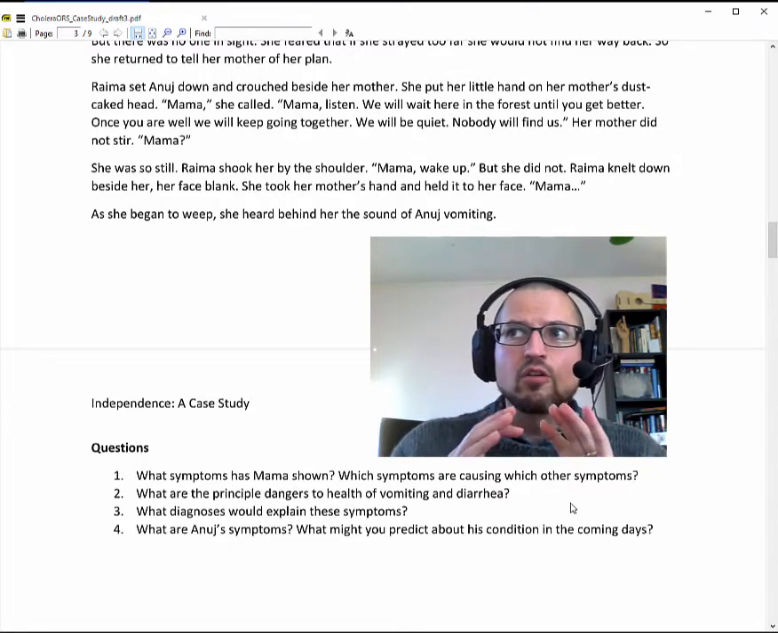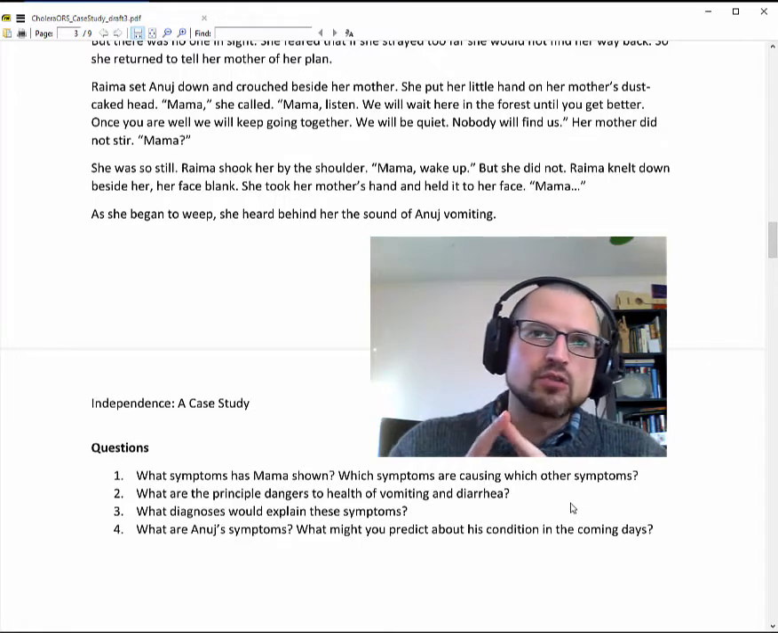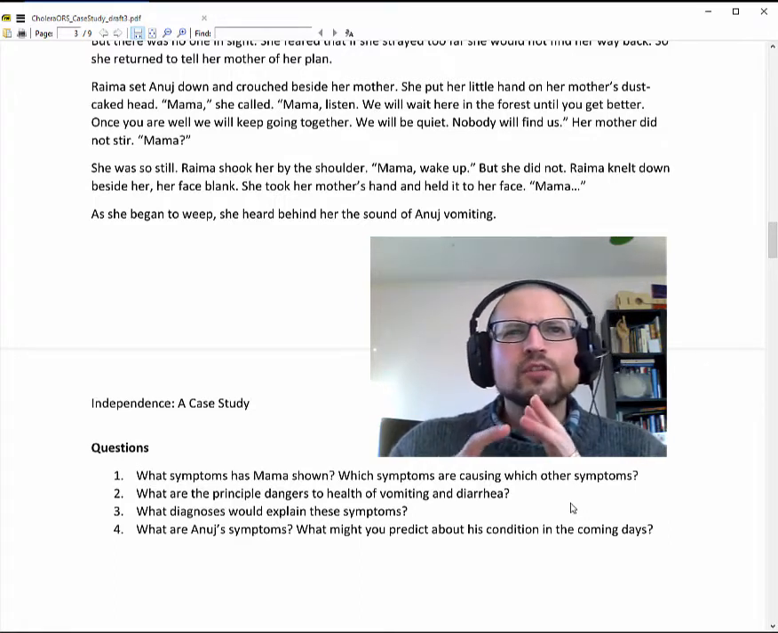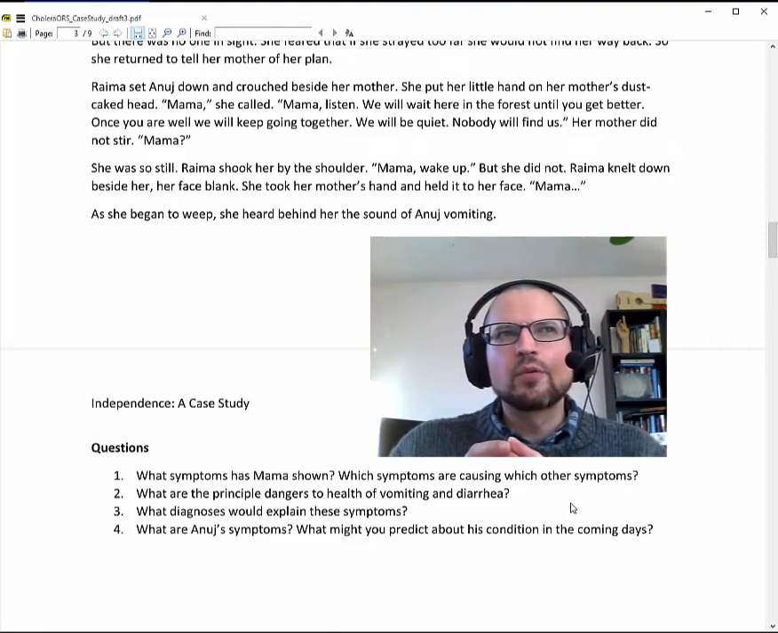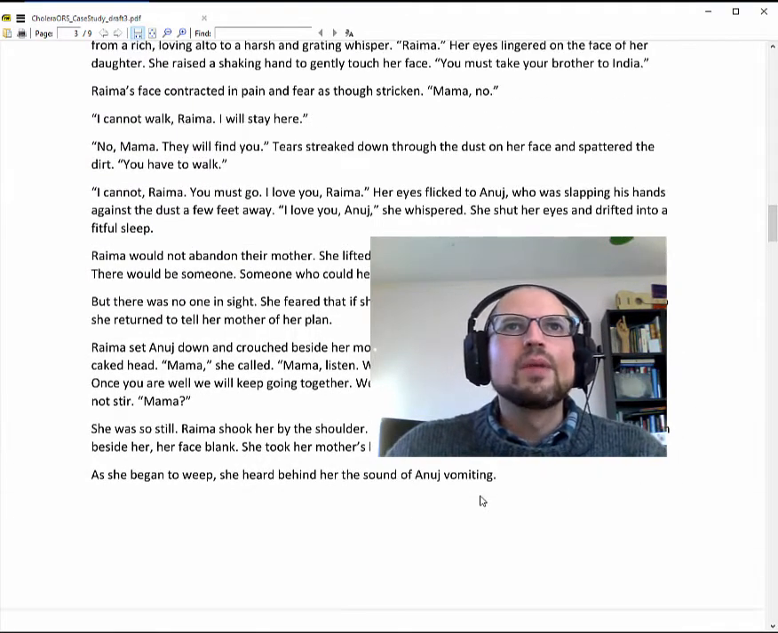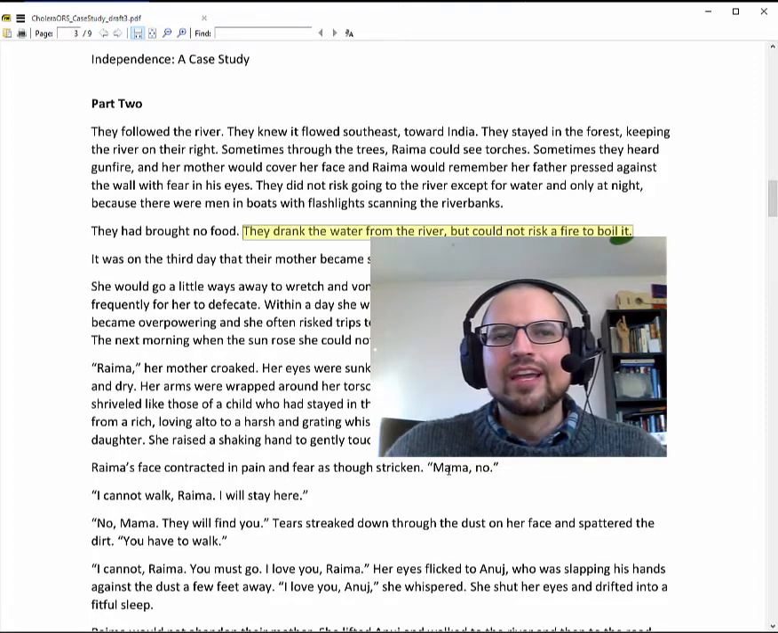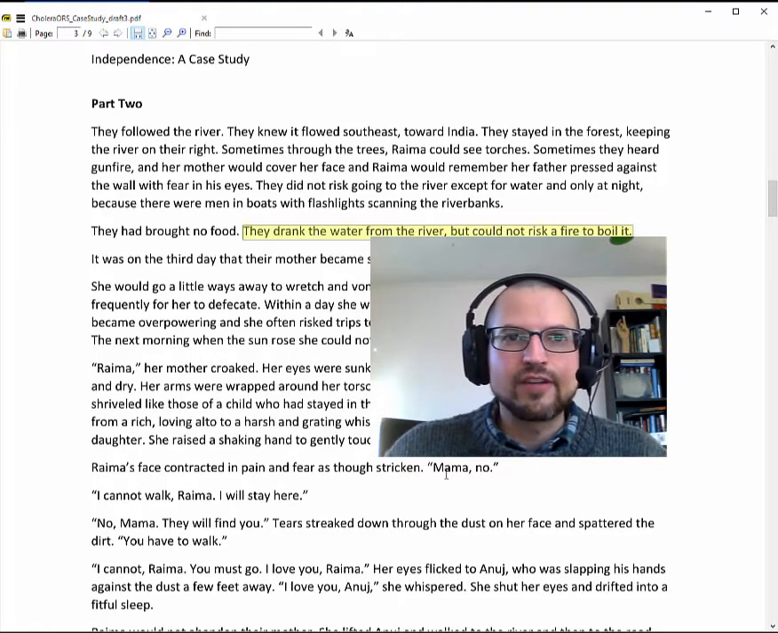So the core issues there would be dehydration and loss of salts, or loss of electrolytes. Question 3, what diagnoses would explain these symptoms? So probably, maybe you keyed into this piece here. They drank the water from the river, but could not risk a fire to boil it. It seems like their mother has contracted some kind of gut infection.